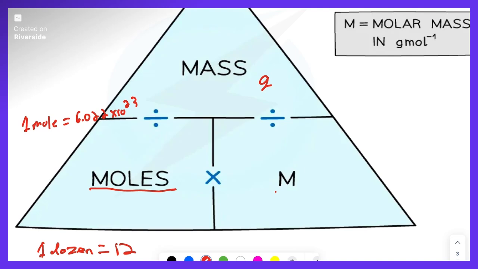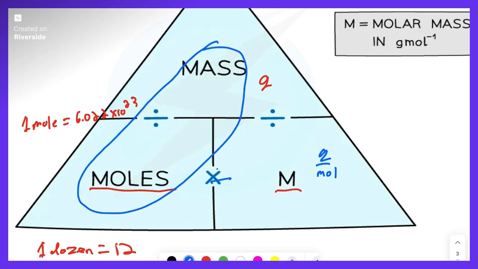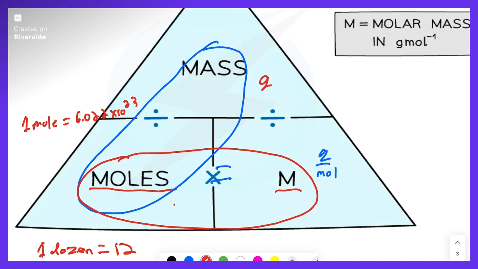Now let's look at this other term, M. It says here that M is equal to molar mass. What does that mean? That just means grams over moles. So if we look at this triangle, we see that mass divided by moles is equal to molar mass, and that's shown in the units also, grams over moles. And then we know moles times molar mass is equal to mass.